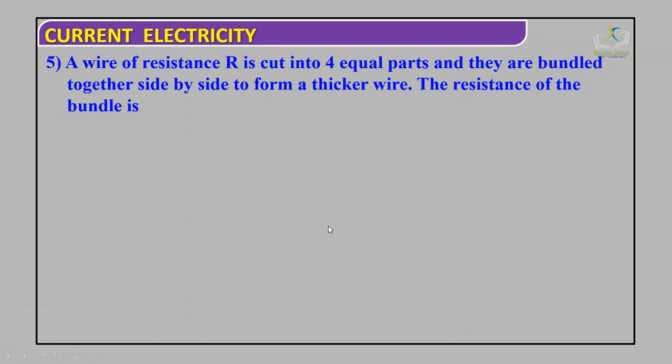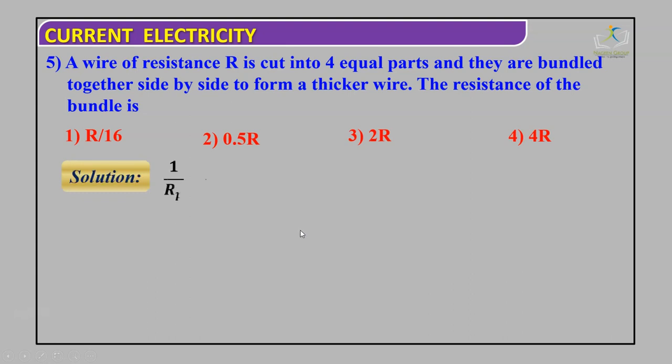The resistance of the bundle is R by 16, 0.5 R, 2 R and 4 R. Moving ahead with the solution part. So we know that for a parallel wire, if we just cut the resistance into 4 equal parts and bundle together, they will make a parallel combination.